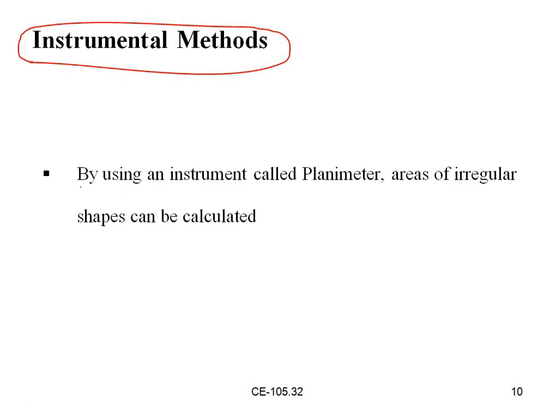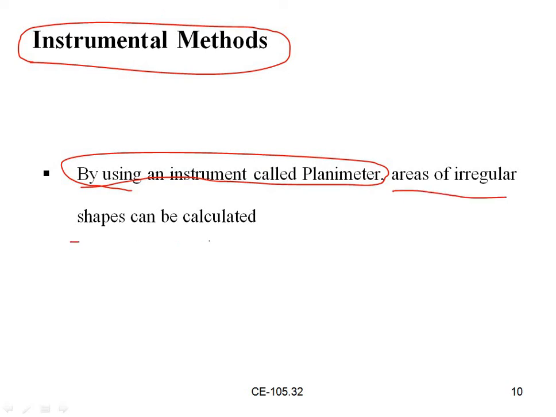And next one is instrumental methods. Instrumental method is by using an instrument called a planimeter. It is also called a minor instrument. Areas of irregular shapes can be calculated. So by using this planimeter, we can calculate the areas.